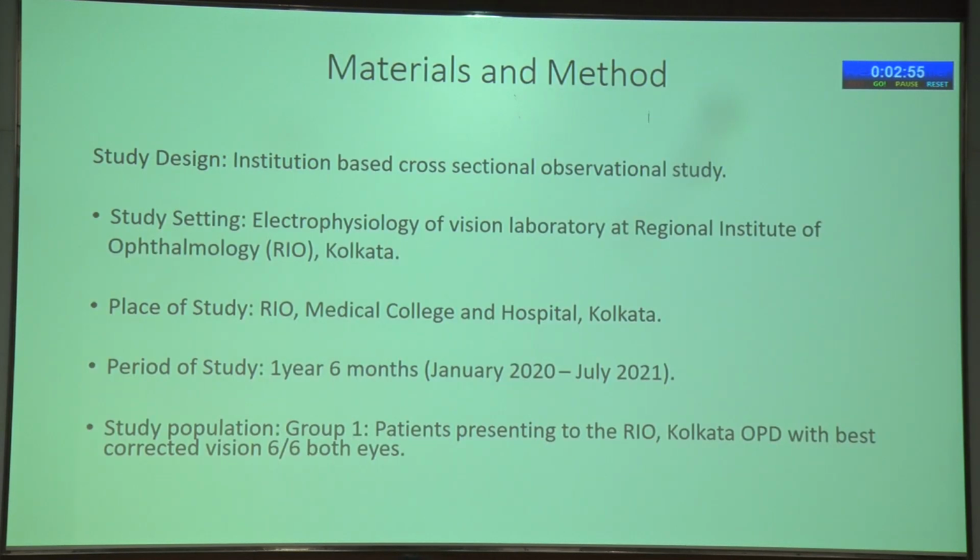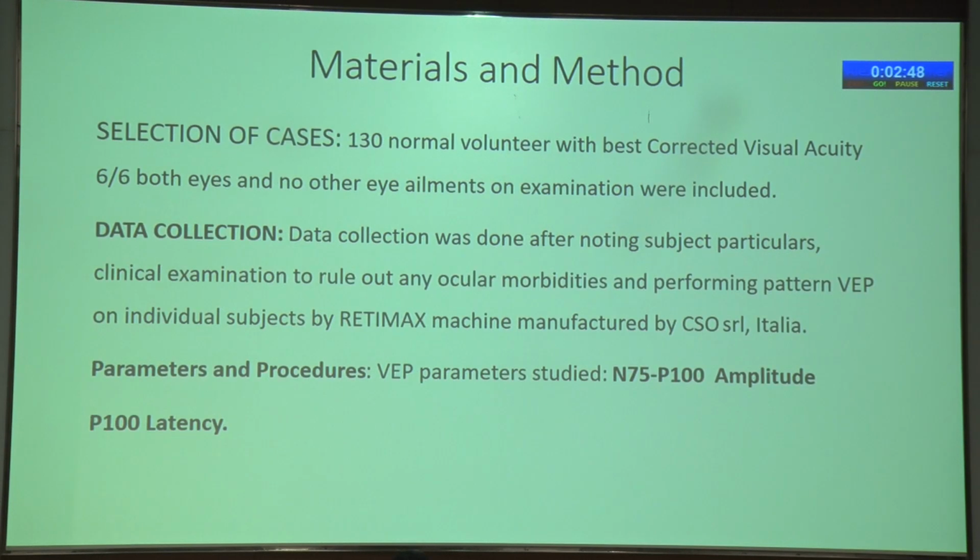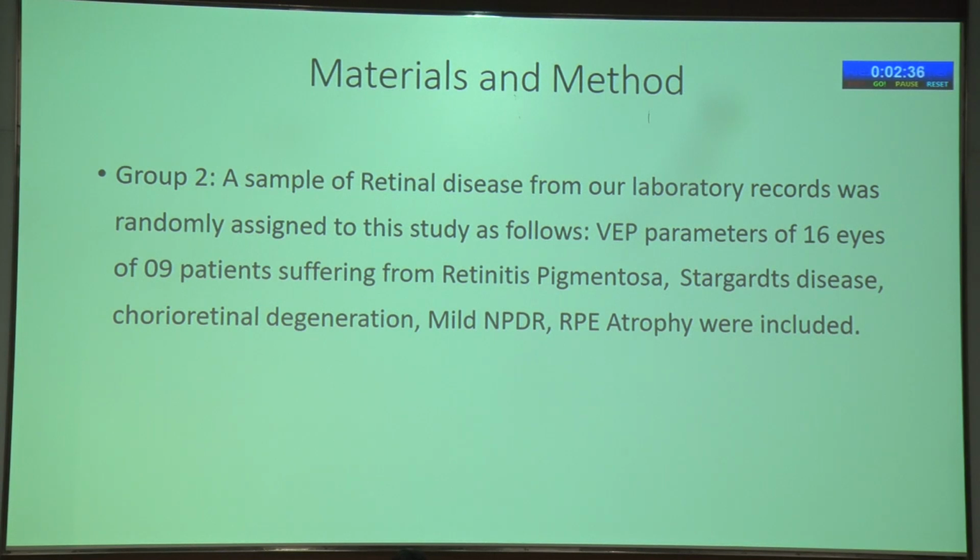This is an institutional-based cross-sectional observational study done in AIOC Kolkata for 1 year 6 months, where we have taken a population of 130 normal volunteers with BCVA 6/6, and we have performed pattern reversal VEP on the Retimax machine. 2 variables have been taken, N75-P100 amplitude and P100 latency. Another group is a sample of retinal disease patients which had been referred from the OPD to our lab, and 16 eyes of 9 patients suffering from various retinal diseases were included.